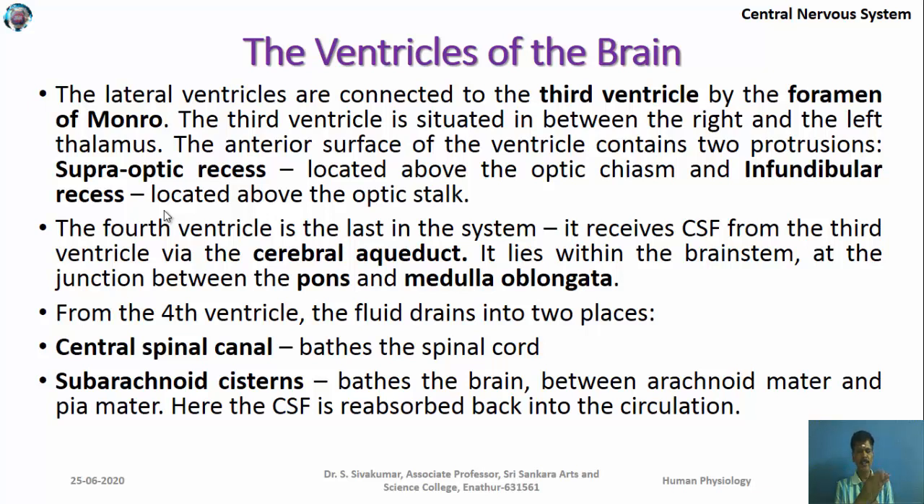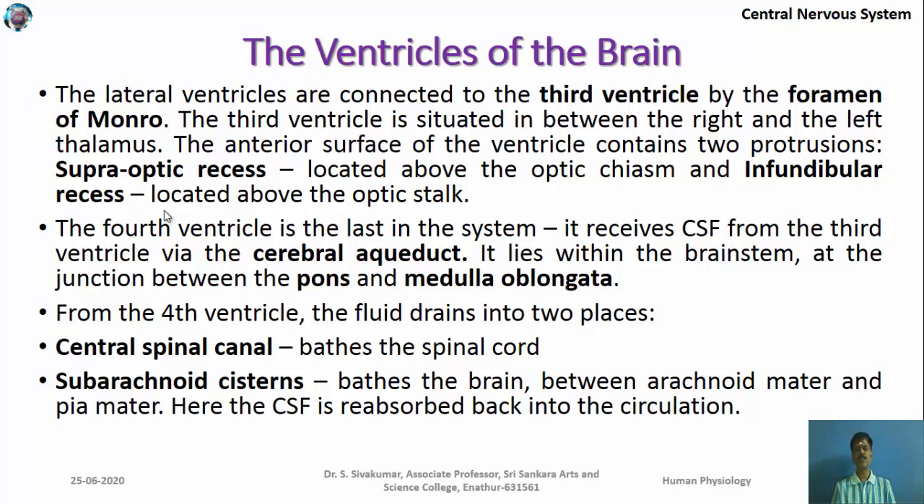It lies within the brainstem. You can see the fourth ventricle is present along with the brainstem at the junction between the pons and medulla oblongata. From the fourth ventricle, the fluid drains into two places. One is known as the central spinal canal, so it is going to continue in the spinal cord. The other one is known as the subarachnoid cisternae, which bathes the brain between the arachnoid and the pia mater.